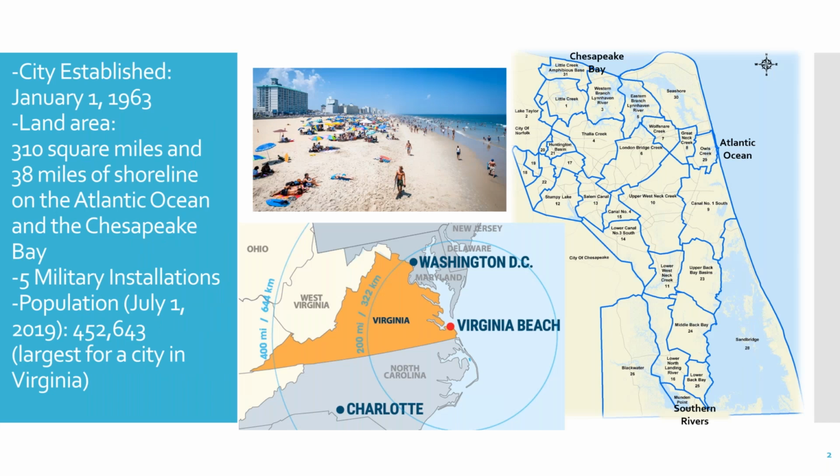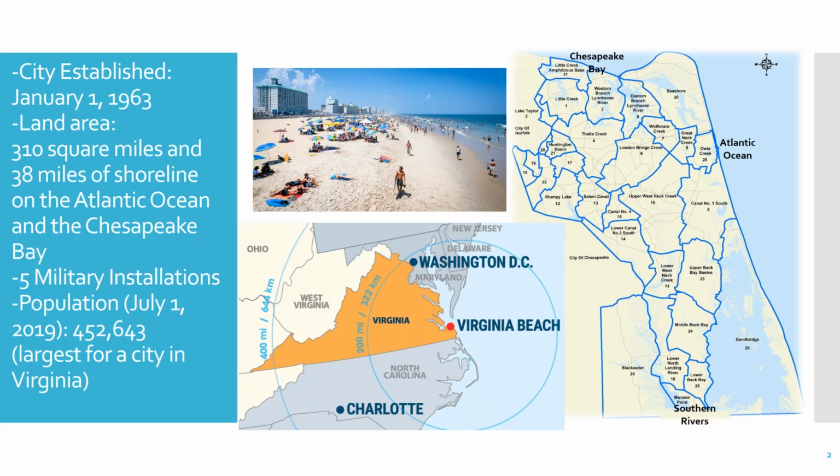Just to kind of get you oriented to the city of Virginia Beach, the city of Virginia Beach, as is known now, was established in 1963, which happened with the merger of Princess Anne County and the city of Virginia Beach, which was the original 2 miles of oceanfront resort area. Now it's 310 square miles with 38 miles of shoreline that include portions along the Atlantic Ocean and the Chesapeake Bay. We have a unique situation of having 5 military installations that help to keep us very stable in general. And we have a population of over 450,000, which is the largest for a city in Virginia.